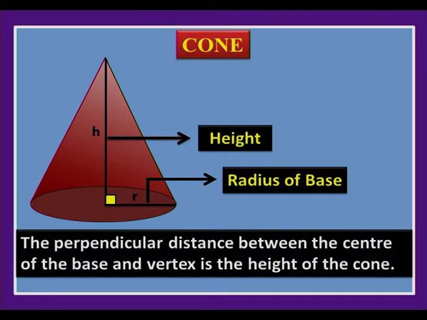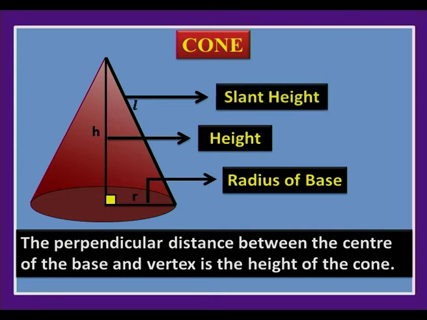So what is the height children? It is nothing but the perpendicular distance between the center of the base and the vertex. Now apart from this height, we have one more height also. Let us see this children. Yes, can you see that children? Yeah, this height is denoted by L and we call it the slant height.